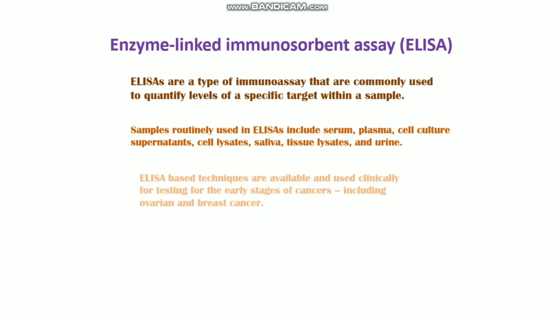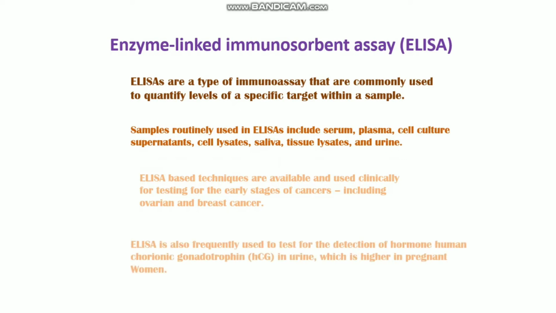Different stages of cancer can also be detected by the ELISA technique. Additionally, human chorionic gonadotropin or HCG in urine, which is higher in pregnant women, can also be detected by the ELISA.